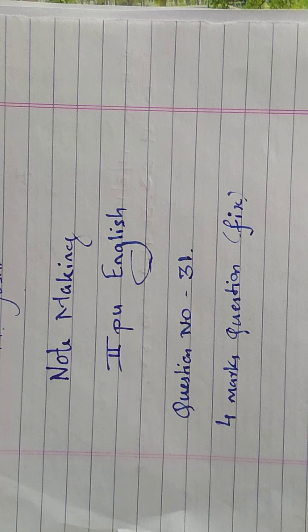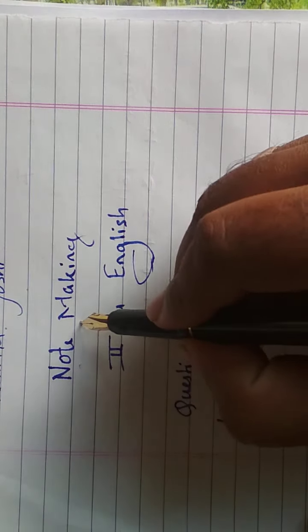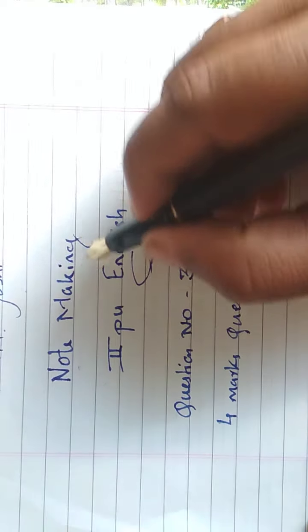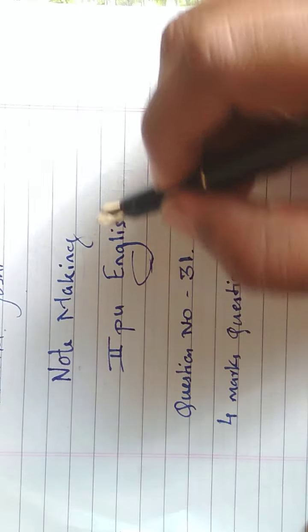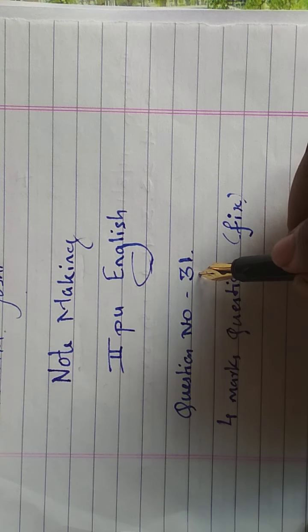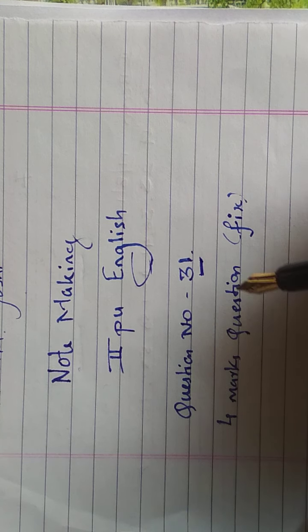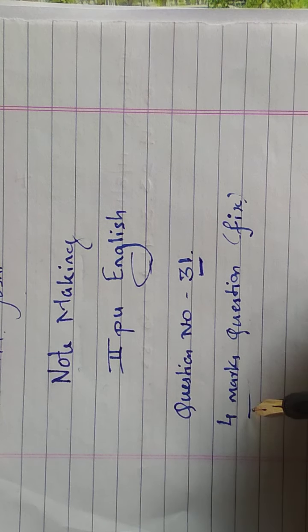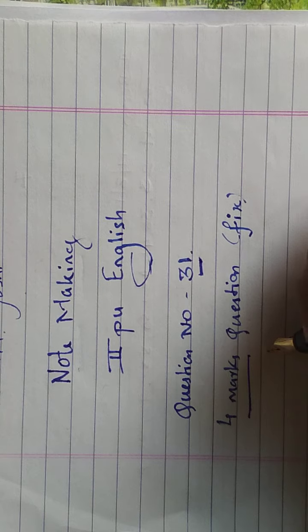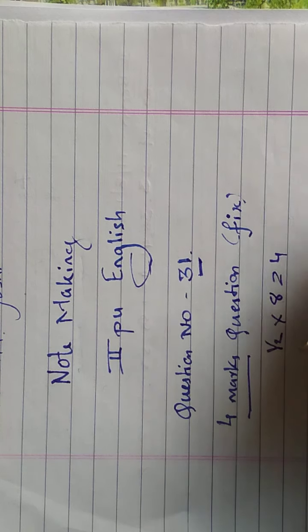I am here with a new chapter, and the name of the chapter is Note Making, a very important chapter for your second PU syllabus. This is generally question number 31 in your question paper. These questions are for 4 marks. Half marks into 8 is equal to 4.